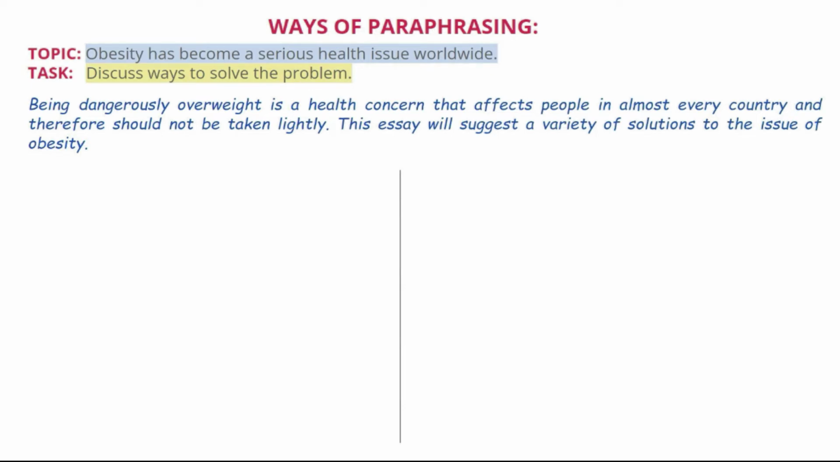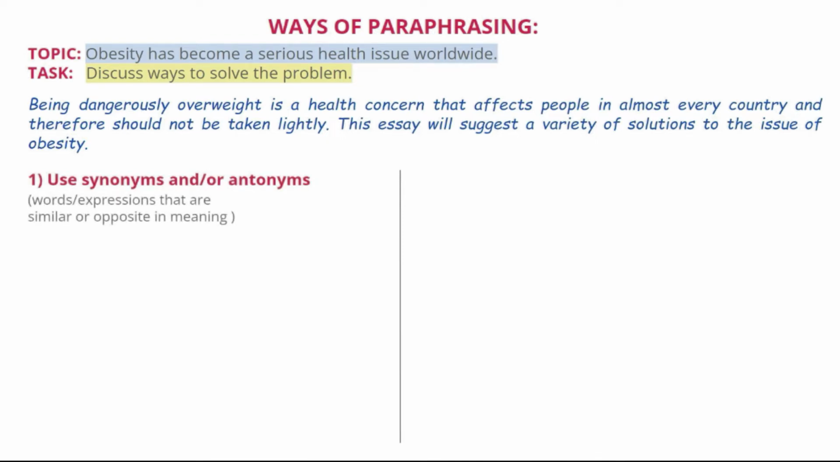Let's start. Okay, so first of all, to paraphrase, you need to naturally use synonyms and antonyms, which are words and expressions that are similar for synonyms or opposite for antonyms in meaning. For example, in my introduction, I replaced the word issue from the topic in the prompt with the word concern. This is a typical example of a word-by-word paraphrase using a synonym. So issue was replaced with the word concern.